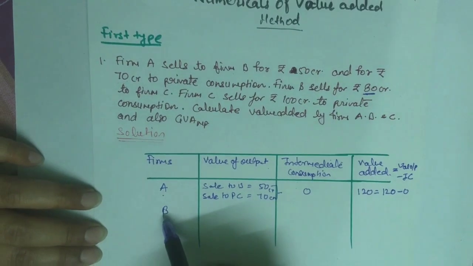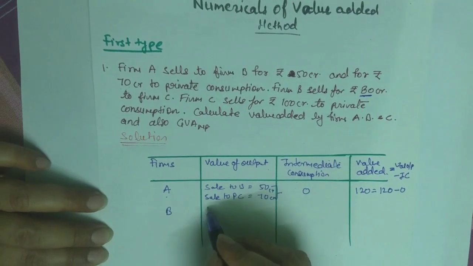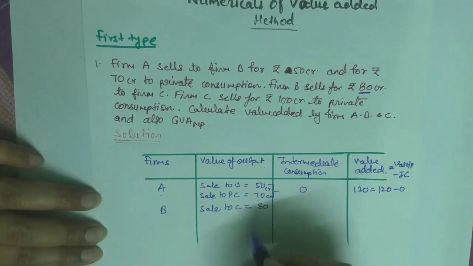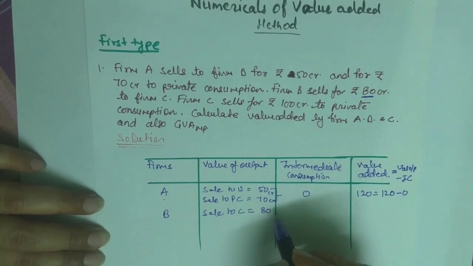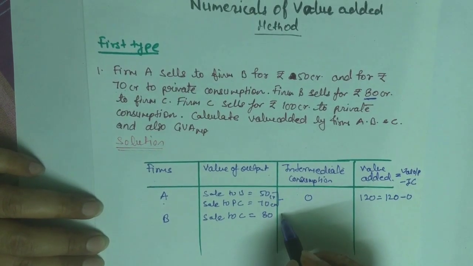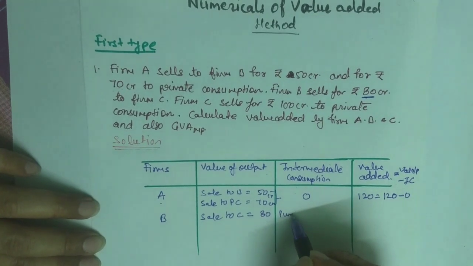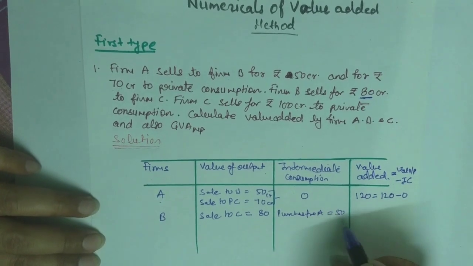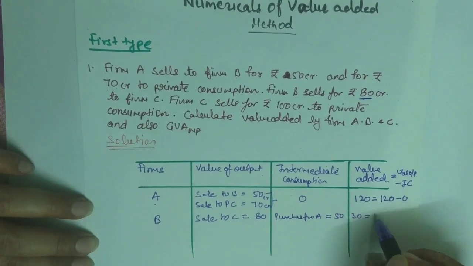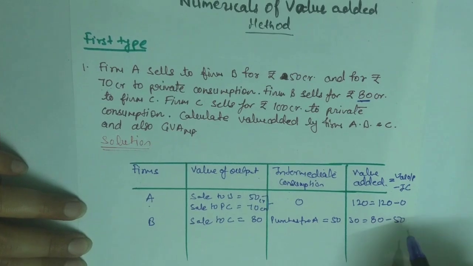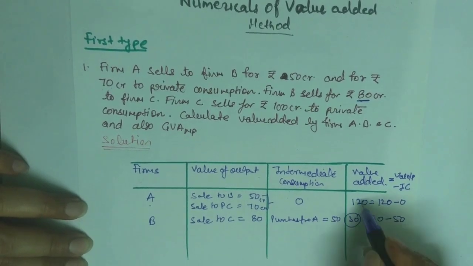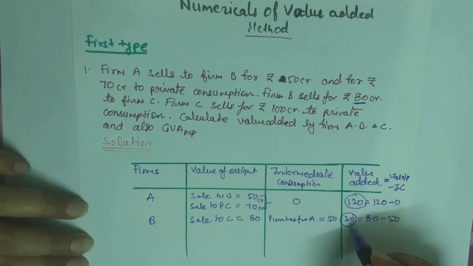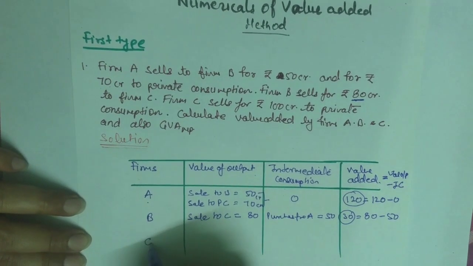So here we'll write for firm B that firm B sells to C as 80 crore rupees, and for them intermediate cost, because firm B purchase from A is 50, so value added by them is 80 minus 50 becomes 30, right? And here value added by A is 120, now value added by B is 30. Now going to calculate for C.